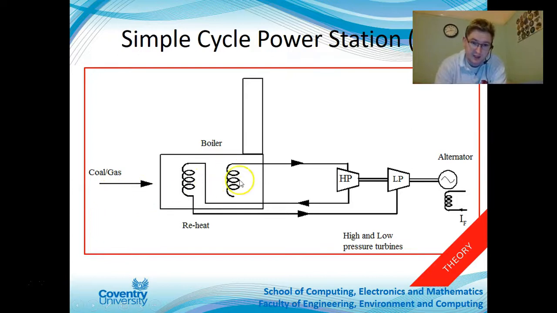So here's a figure. You've got the coal and gas that comes in, it's heated in the boiler. You've got your primary coil here, which produces a high pressure steam, which turns a high pressure turbine. That steam is then returned to the boiler to be reheated, goes through again into a low pressure steam turbine, and both of these turn the alternator, which generates the electricity. Again, this is a very useful diagram and process to know.